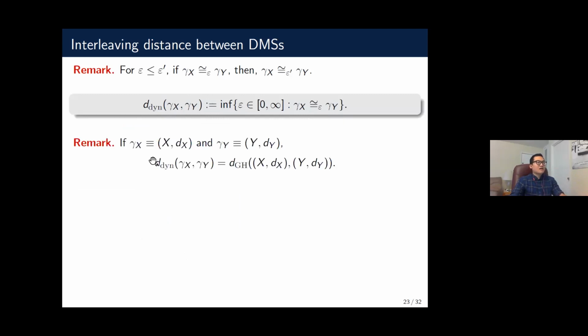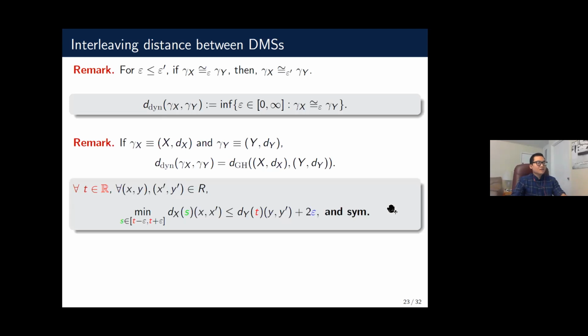Another remark is that if gamma x and gamma y are constant dynamic metric spaces, constant at X, dX and Y, dY, then this interleaving distance between dynamic metric spaces coincides with the Gromov-Hausdorff distance between the corresponding static metric spaces. The reason is not difficult to check.